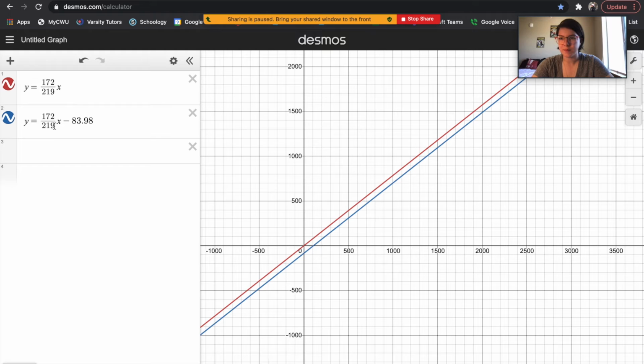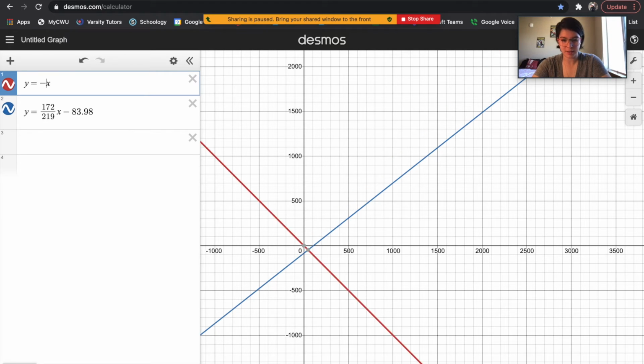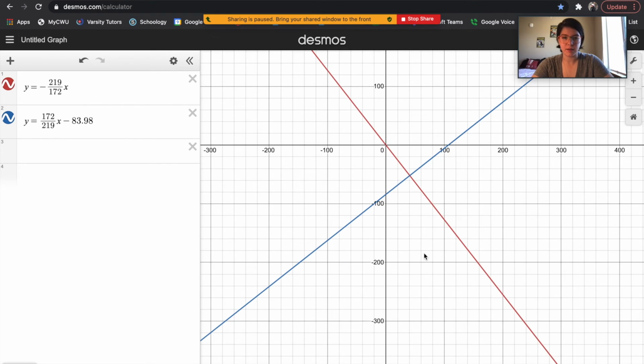Oops, I typed in the wrong slopes. You can see that these lines are parallel, so I know that I typed in the same slopes. So let me go back right here. This was the wrong slope. So, easy mistake. Just make sure that you fix it. Our slope for the flight path was actually negative 219 over 172. Perfect. And so here's where they intersect.